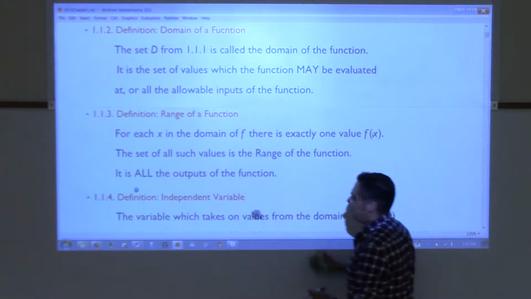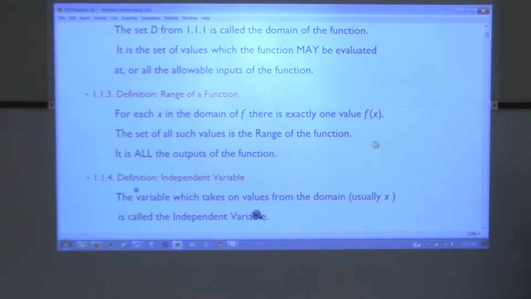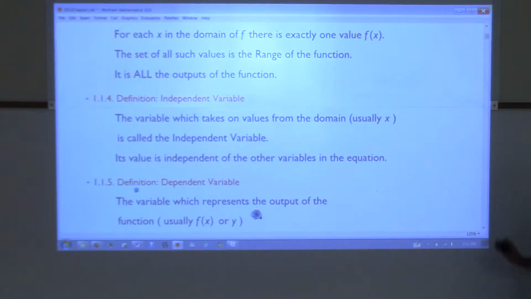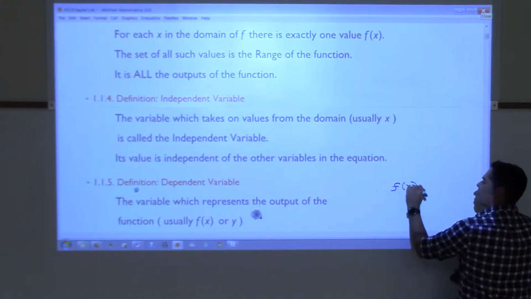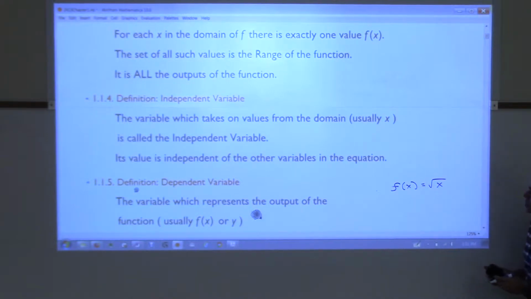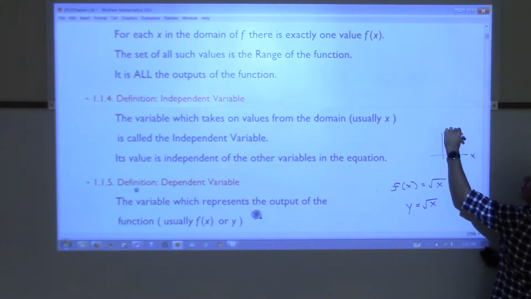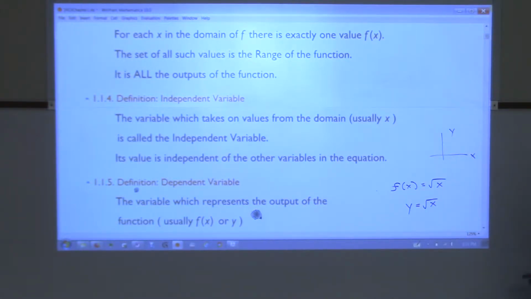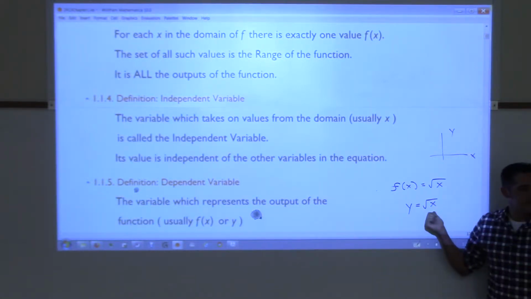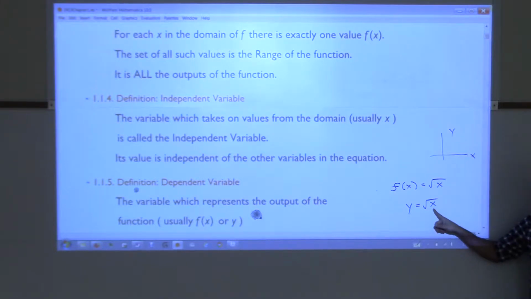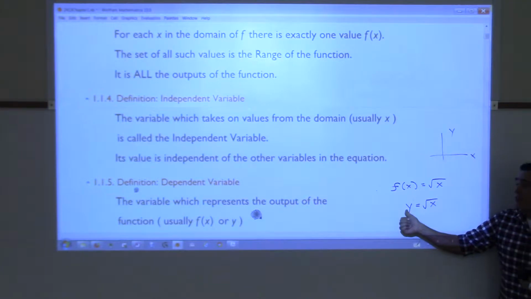So domain and range, input, output. Independent variable. So when we are looking at this function f of x equals root x, sometimes we write this y equals root x. And that way we can graph it, like x and y, right? Something like that, and draw the graph. So when you see this, the independent variable here is x. That's the one that you have the freedom to plug in. You plug in 4, you plug in 9, plug in 16, plug in 25. X is the one that has freedom. It's independent.